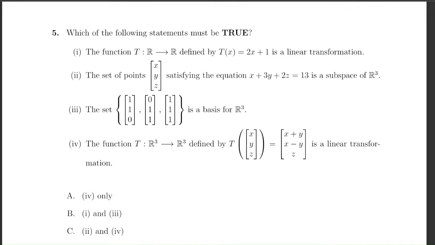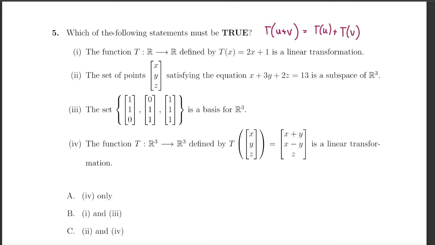Okay, in this question we have: which of the following statements must be true. So we have this transformation that's defined by 2x plus 1, and we're asked to see if it's a linear transformation. Just as a reminder, one of the properties of a linear transformation is that if you have the transformation of two vectors in the vector space, then that should give you the transformation of u plus the transformation of v.